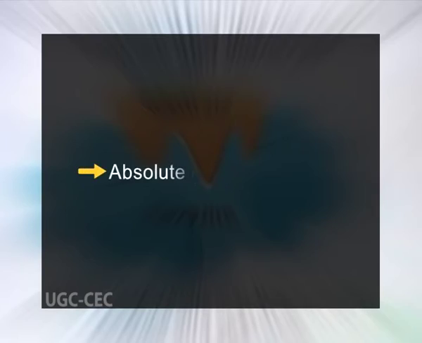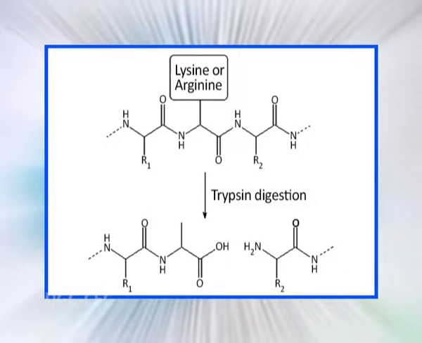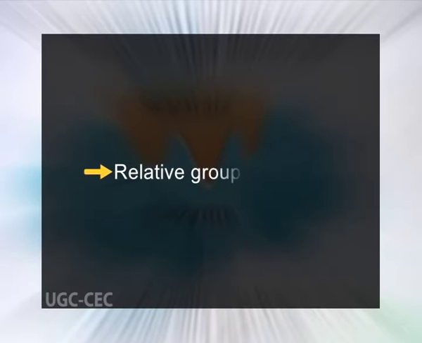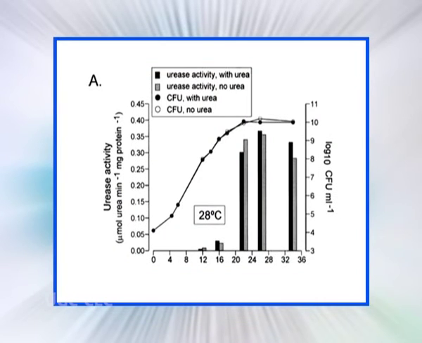And second is absolute group specificity. In this type, the enzyme will attack only one single substrate. For example, trypsin hydrolyzes peptide bonds but will attack only the peptide bond. And third is relative group specificity. In this type, the enzyme will act on certain chemical grouping in several substrates. For example, glycosidases on glycosides, alcohol dehydrogenases on primary alcohols.